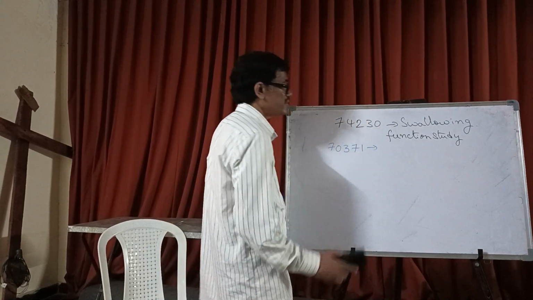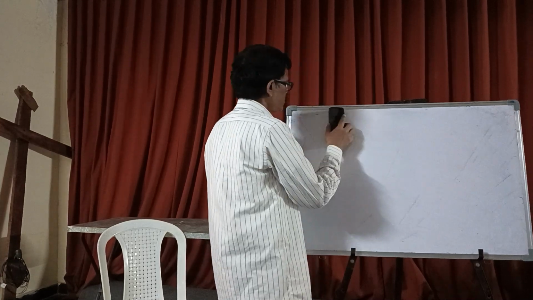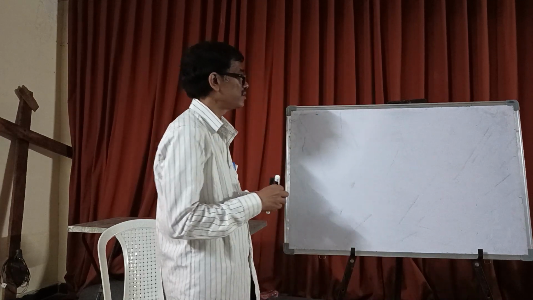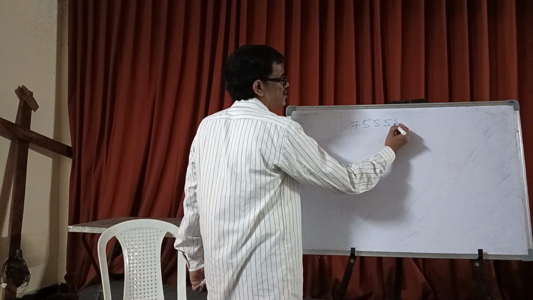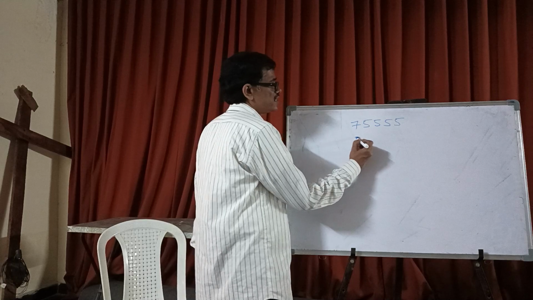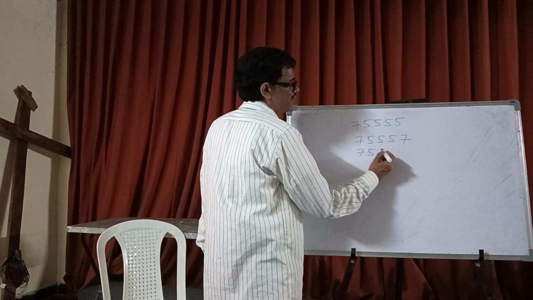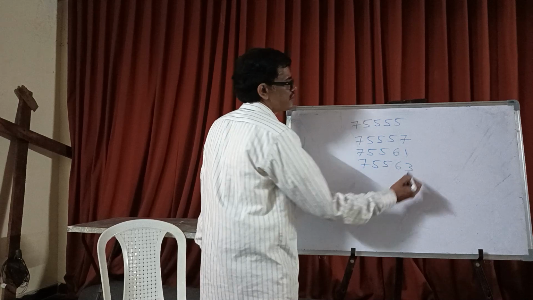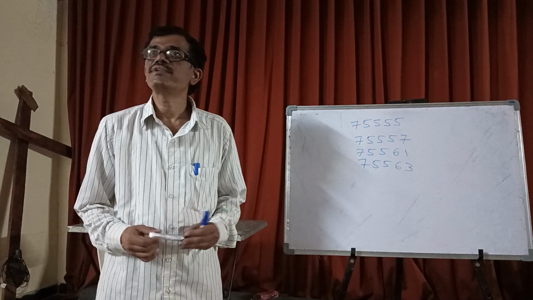So moving back to the next pages, let us see. All of you look at another number, 755. All the 5s, 75555. Look at 75555. Another number 75557, 75561, and 75563. Did you find these numbers? Look at the numbers.